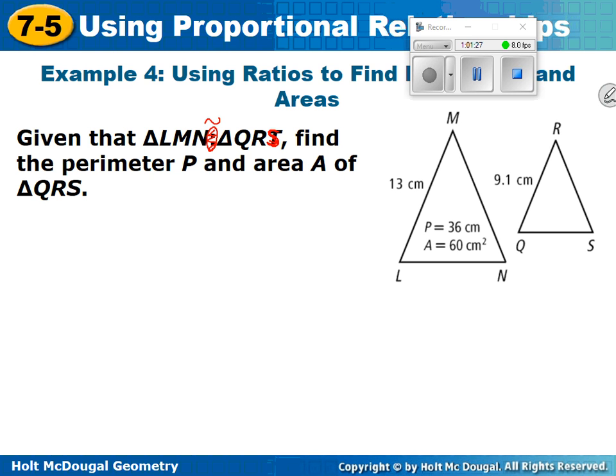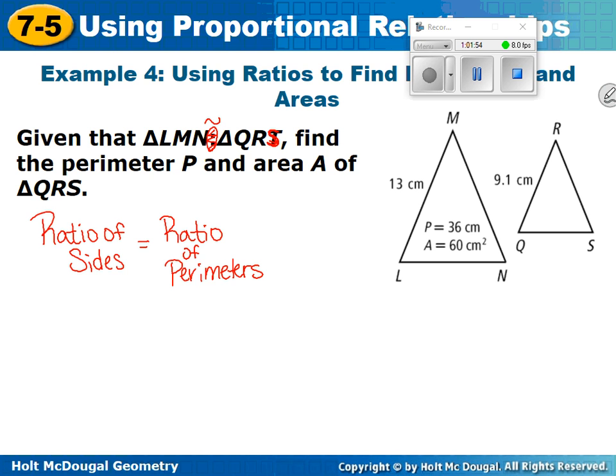No. But what we can use is this relationship that we just learned, that the ratio of the sides is the same as the ratio of the perimeters. So I'm going to write that down, write it with me. The ratio of the sides will equal the ratio of the perimeters. When we say ratio, what does ratio mean? Okay, and when we compare them, we write them as a fraction. So ratio is another word for fraction.